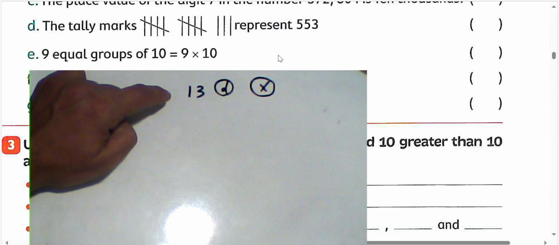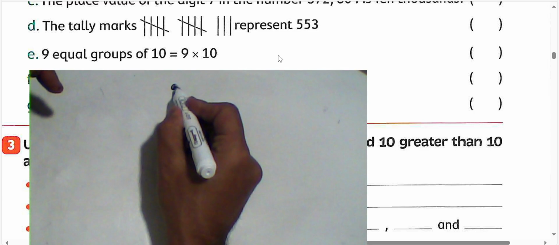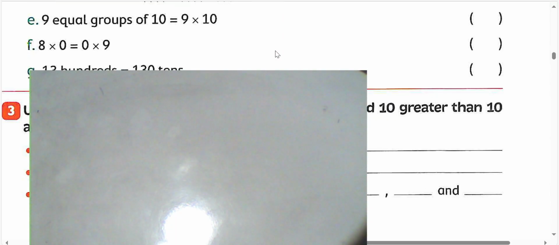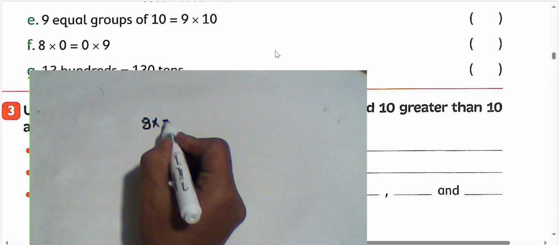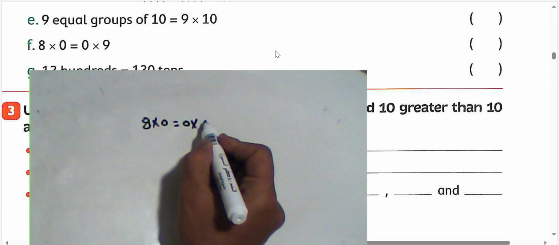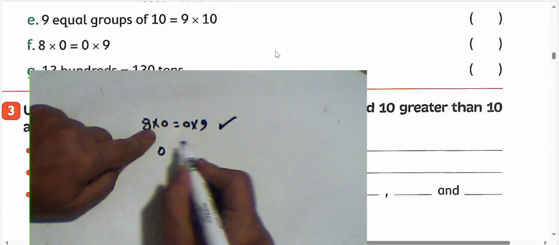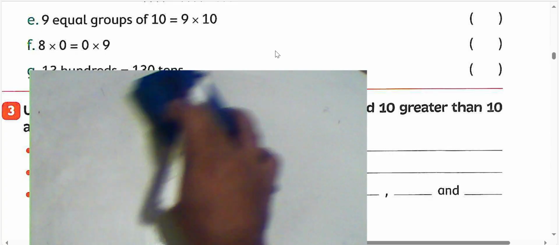Okay, next question. 9 groups of 10 means 9 multiplied by 10. And 0 equals 0 times 9. It will be true because the product of the two numbers here is 0. Okay?